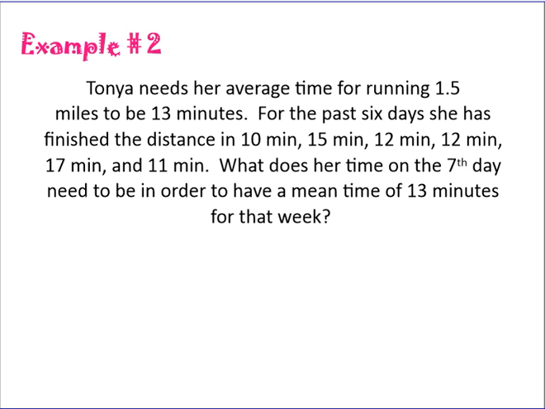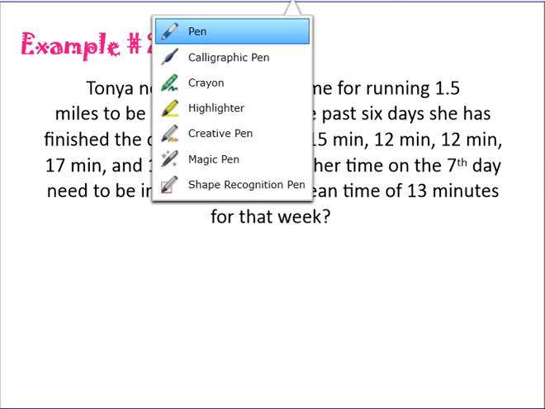All right, let's do another example here. Tanya needs her average time for running 1.5 miles to be 13 minutes. For the past 6 days, she has finished the distance in 10 minutes, 15 minutes, 12 minutes, 12 minutes, 17 minutes, and 11 minutes. What does her time on the 7th day need to be in order to have a mean time of 13 minutes for that week?